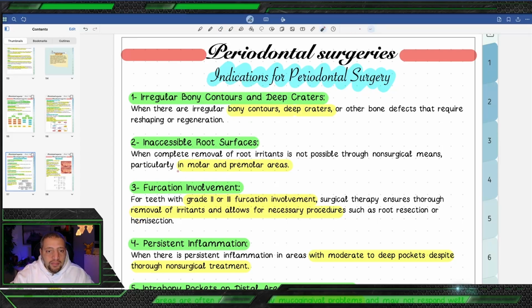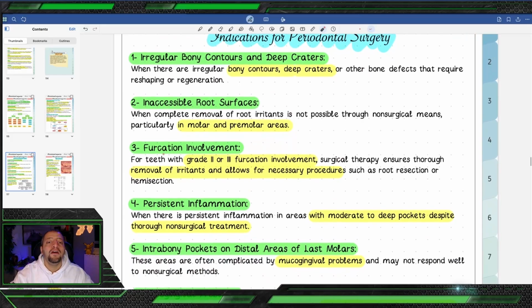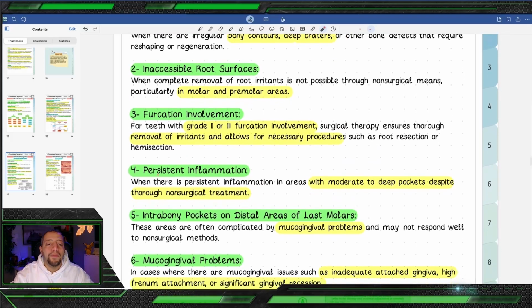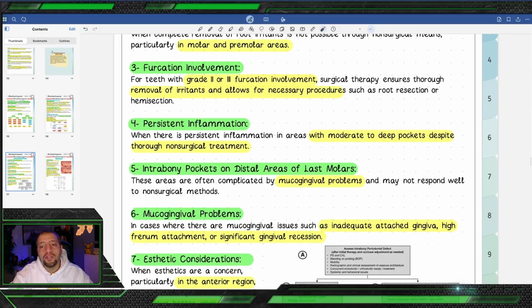Inaccessible root surface, specifically in molar and premolar area. Furcation involvement: when we have grade 2 or grade 3 furcation involvement, we're going to intervene with some surgery for our patient. This surgery is to ensure thorough removal of irritants and allow for necessary procedures such as root resection or hemisection. Persistent inflammation: when there is persistent inflammation in an area with moderate to deep pockets despite thorough non-surgical treatment. Intrabony pocket or distal area of the last molar.